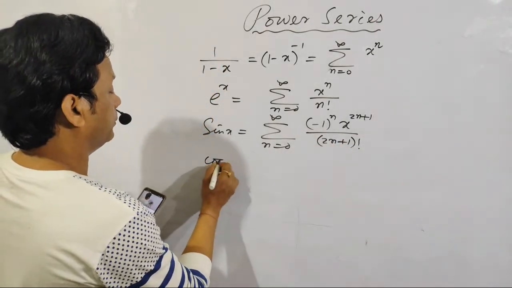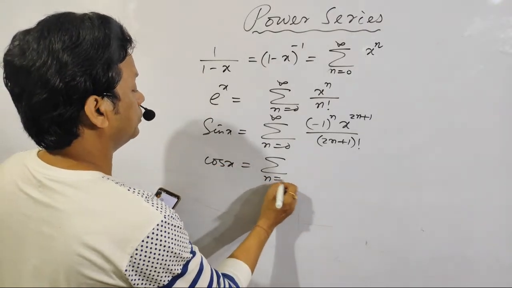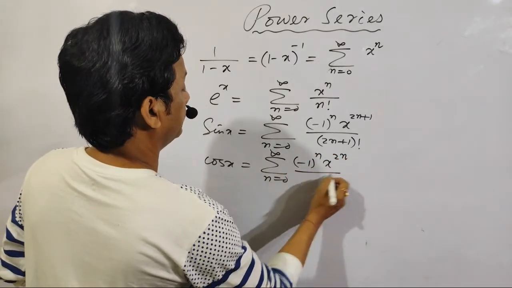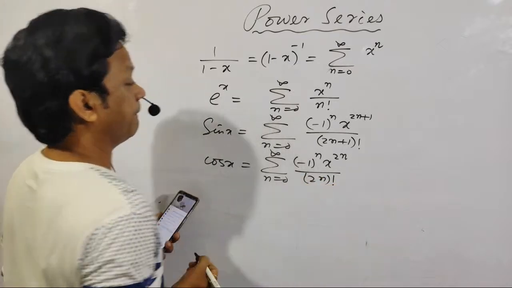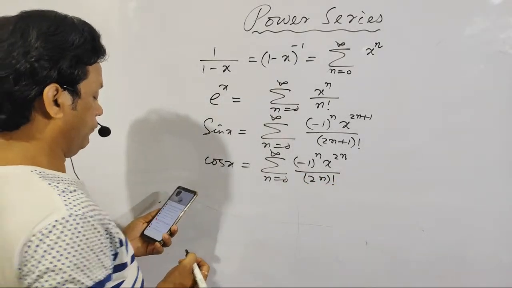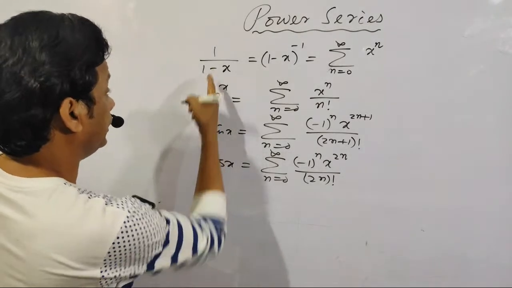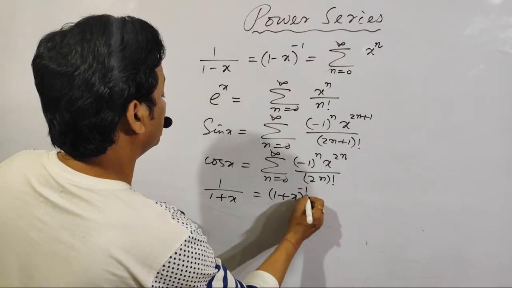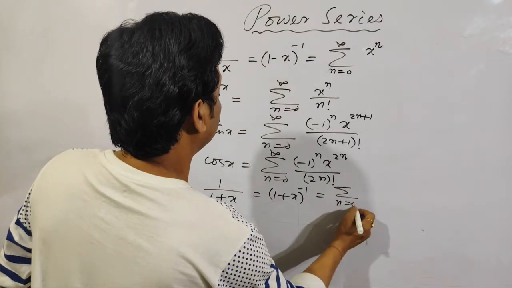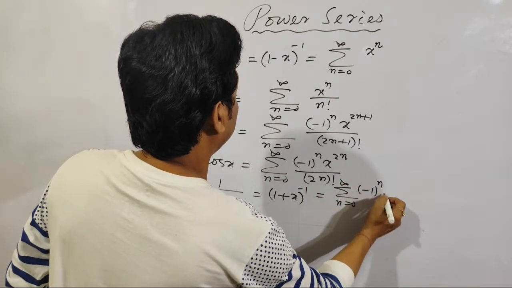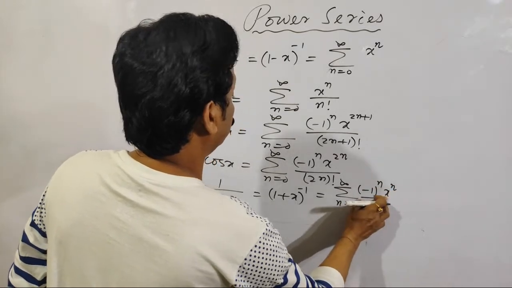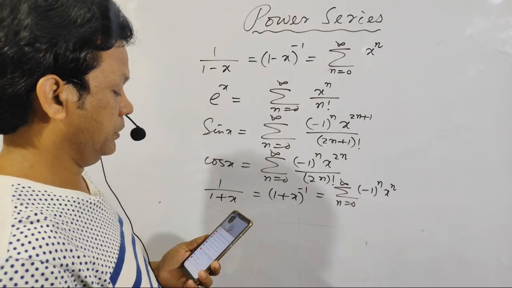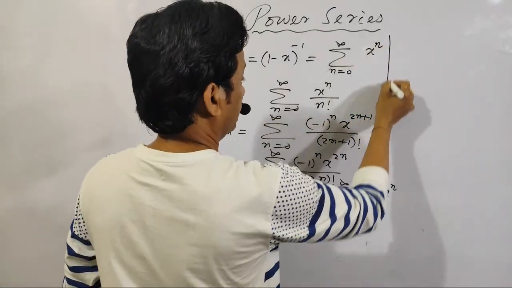Clear? And what is the formula for cos x? Summation n is equal to 0 to infinity minus 1 to the power n x to the power 2n divided by factorial of 2n. Clear? Then if we take 1 by 1 plus x, that means 1 plus x to the power minus 1, the formula will be summation n is equal to 0 to infinity minus 1 to the power n into x to the power n. Clear?